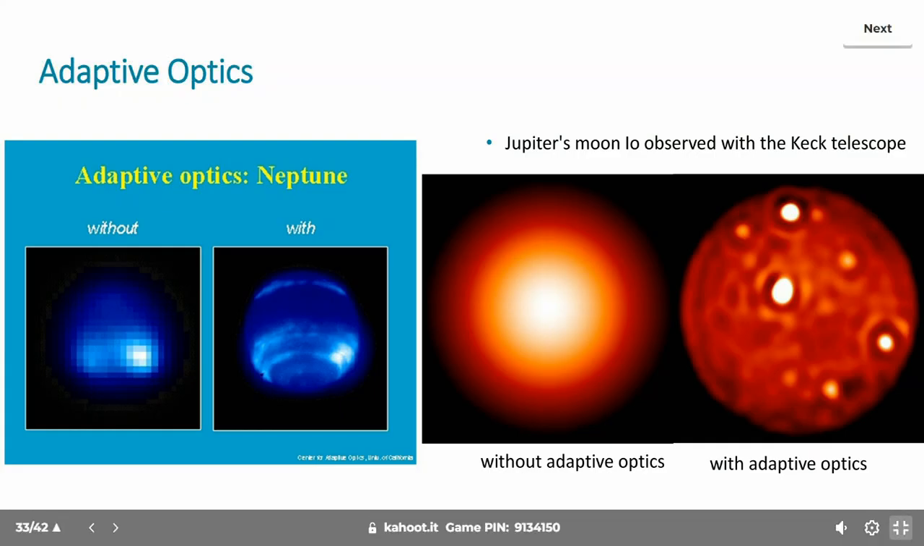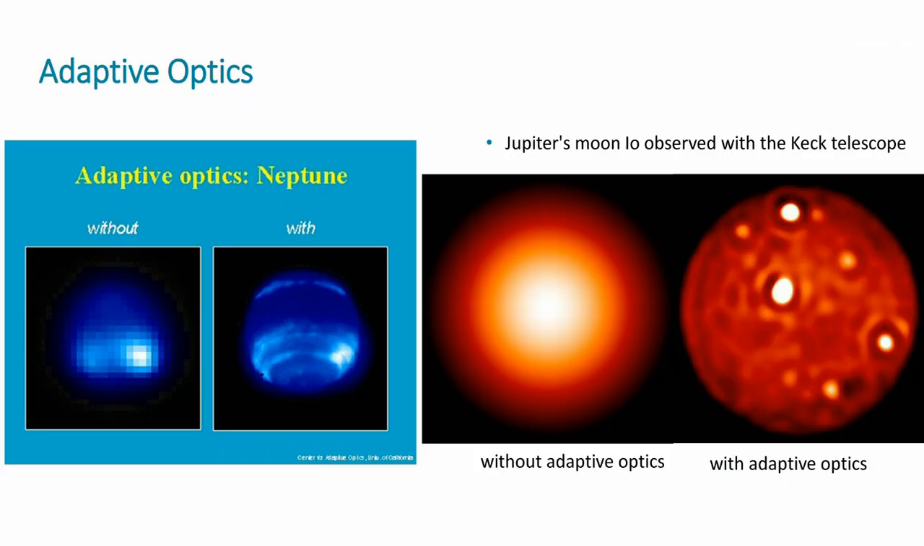And so you can see Neptune without adaptive optics and with adaptive optics, and then Jupiter's moon Io without adaptive optics and with adaptive optics. So on Neptune you could see actual cloud structures on the surface, and for Io, you can actually see individual volcanoes on the surface using this technique.